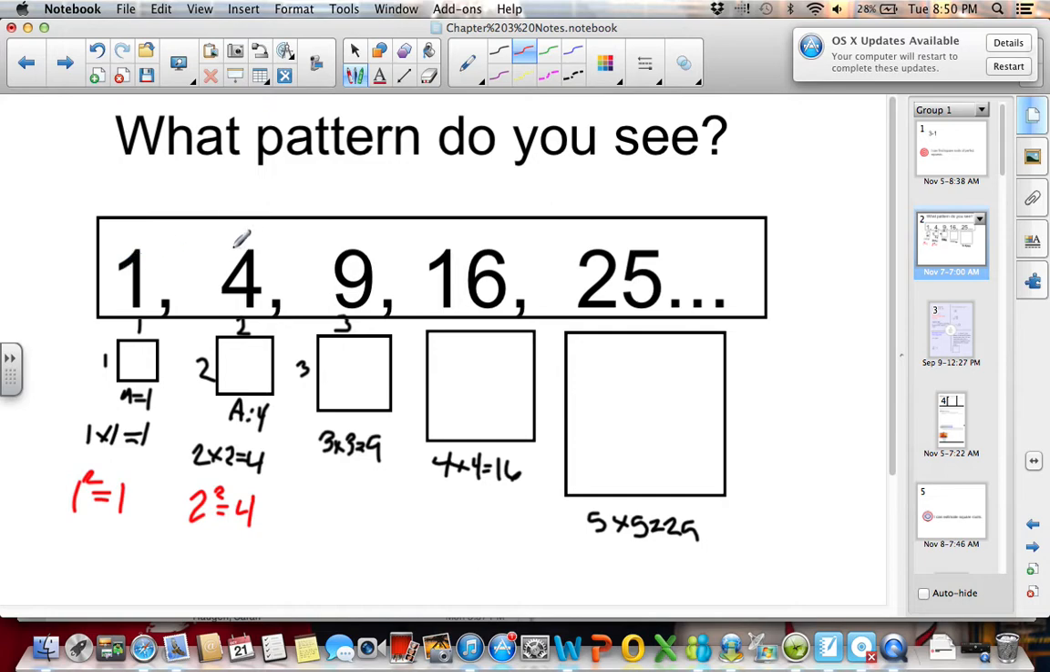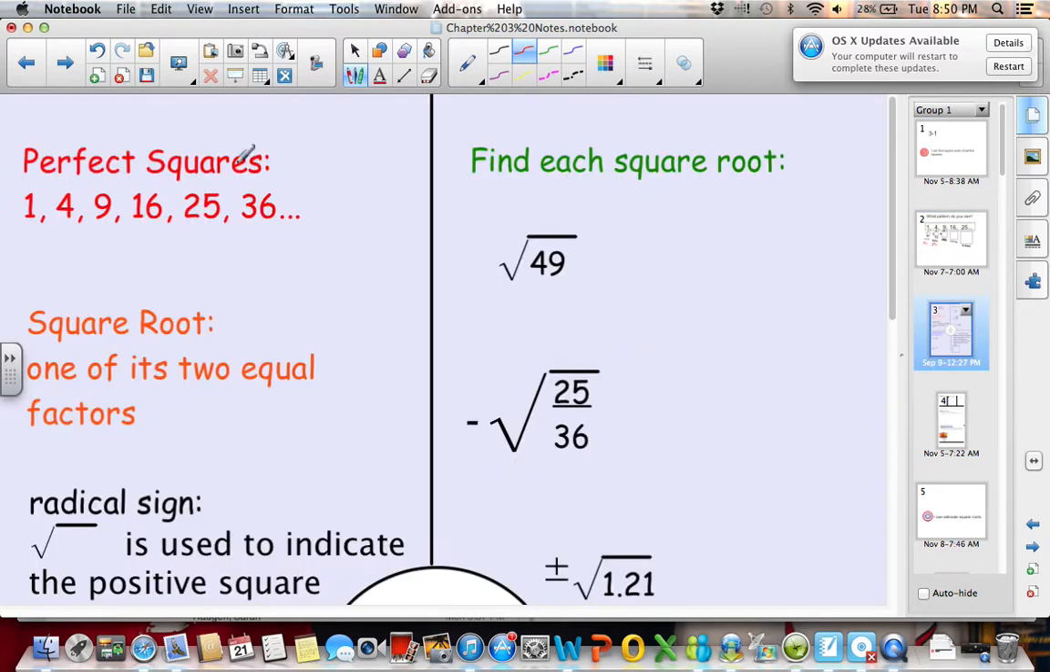So all of these numbers, 1, 4, 9, 16, 25, the next one would be 36. All of these have an integer, a number that can be multiplied by itself to get that number. 3 times 3, 3 squared equals 9. 4 squared equals 16. 5 squared equals 25. 6 squared equals 36. Okay? So perfect squares, 1, 4, 9, 16, 25, 36. Our next one would be 49, because 7 squared is 49.